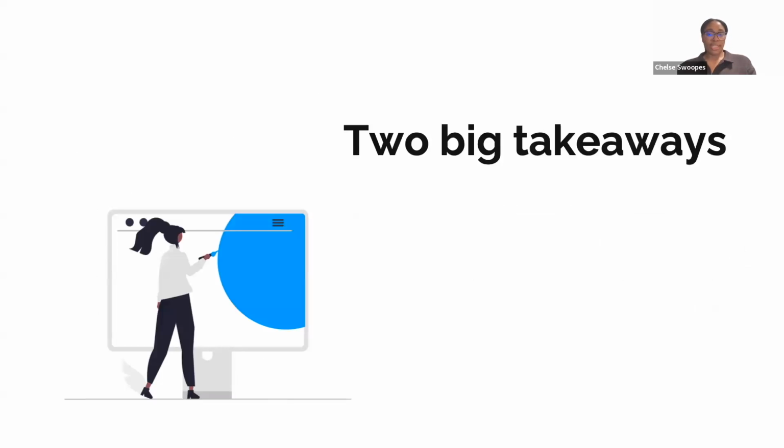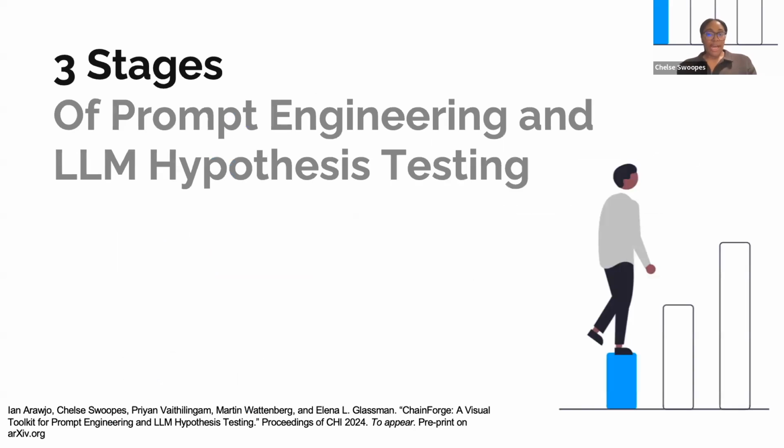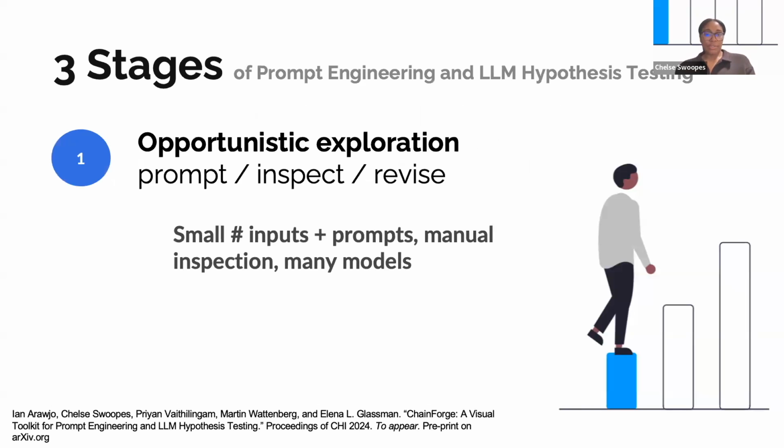We discovered two big takeaways from our evaluation. After synthesizing across studies, we identified three different stages or modes when prompt engineering and LLM hypothesis testing. The first mode is opportunistic exploration. This mode is characterized by rapid iteration on prompts, input data, and hypotheses. Users would send off a few prompts, inspect the results, and revise their prompt inputs, hypotheses, and ideas. In this mode, users are sending off quick experiments to probe and poke at model behavior. An example of this is trying different styles of jailbreak prompts to evaluate which model could be bypassed.